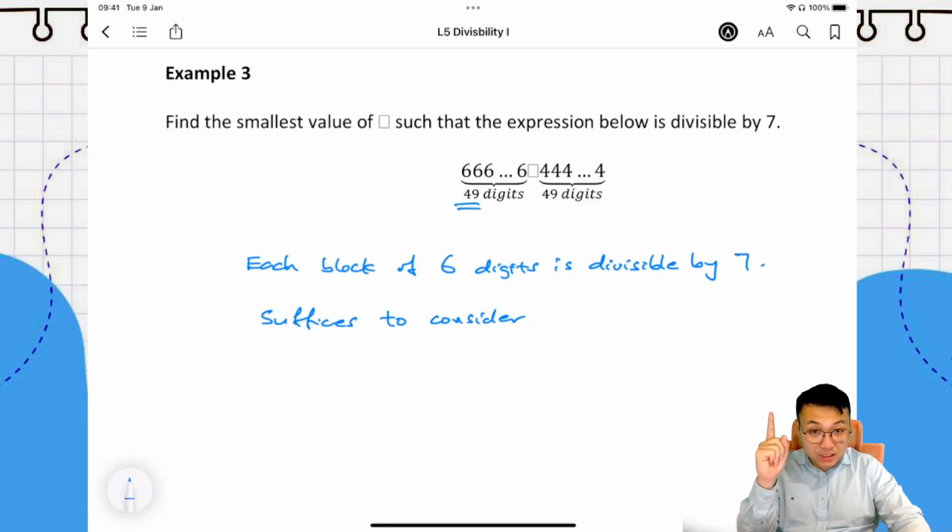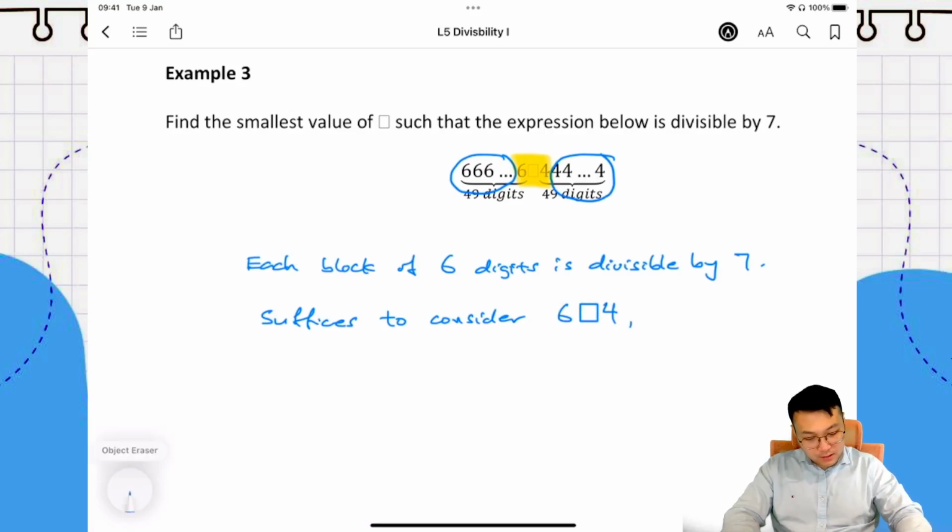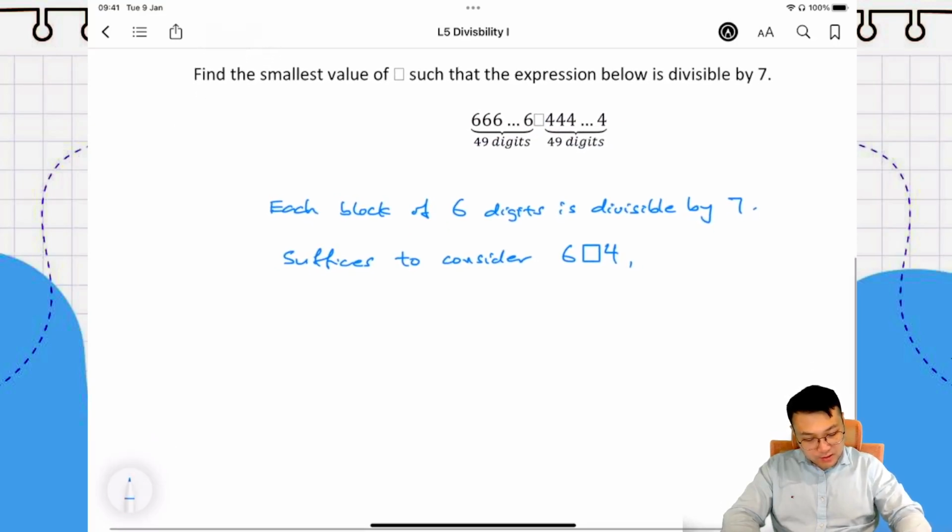There's one more digit that is not part of a group, which is left over. So there will be a last digit here, which is also left over. These are 48 digits. What is left over? 6 square 4. You must make sure that 6 square 4 is divisible by 7. So it suffices to consider 6 square 4. You don't need to consider the entire number, which is super long.